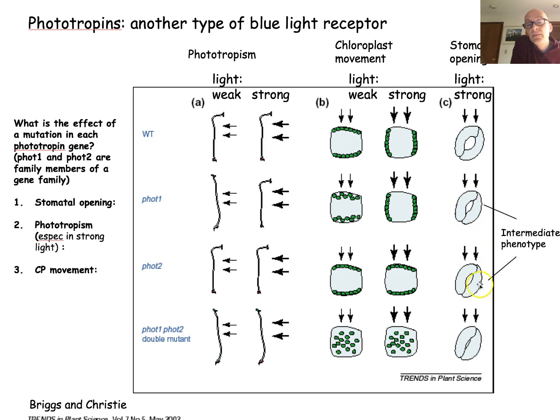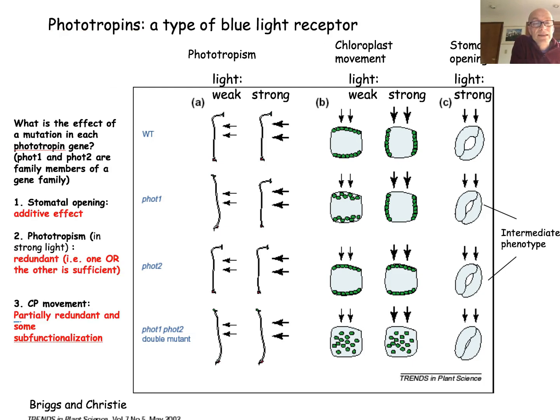So this is an intermediate phenotype that you get from each of those two types of phototropin genes. And so, while we're talking about phototropins, I am just using this example to show you some general genetic terms that describe this kind of interaction. So for the stomatal opening, you can see that this has what's called an additive effect.